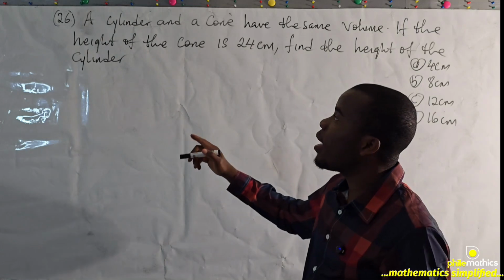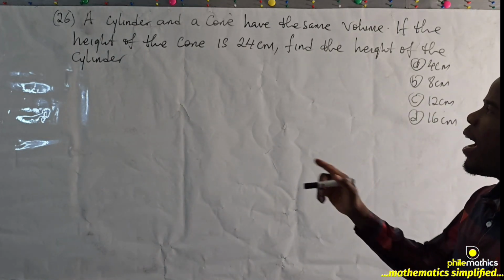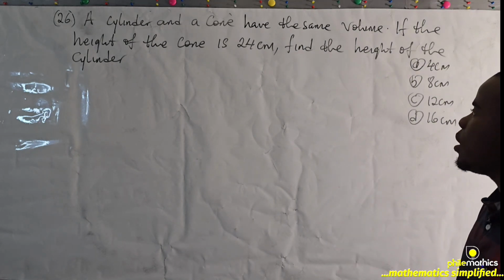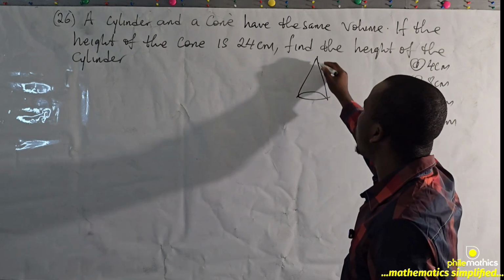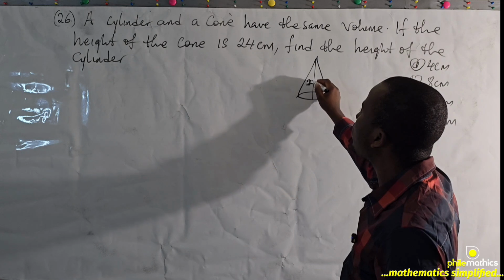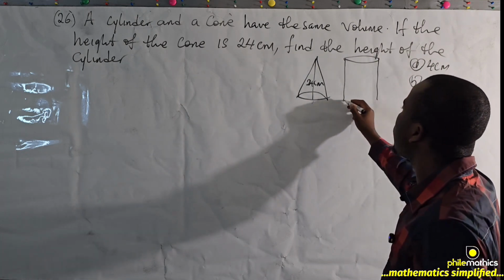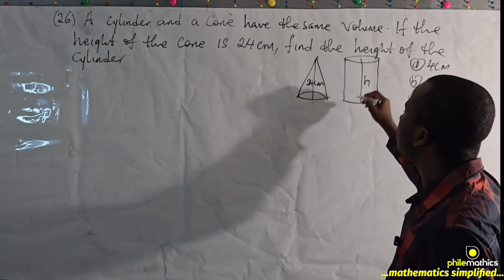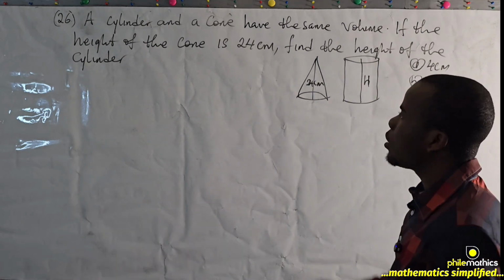A cylinder and a cone have the same volume. If the height of the cone is 24 cm, find the height of the cylinder. So this is the cone. Height of the cone is 24 cm. This is the cylinder. We have to look for the height of the cylinder. So let the height of the cylinder be capital H.